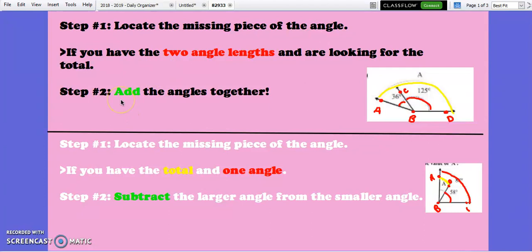You're going to add. And the reason you know that you're going to add is because this one gives you two parts and you are looking for the whole. In order to do this, you have to make sure you're locating the correct missing angle piece. So you can see I've already labeled these, but I'm going to go over top of them just so you can see it. For example, this original picture did not have any points and none of those points were labeled.